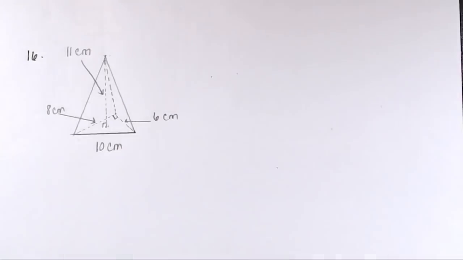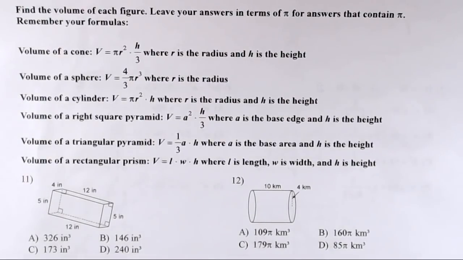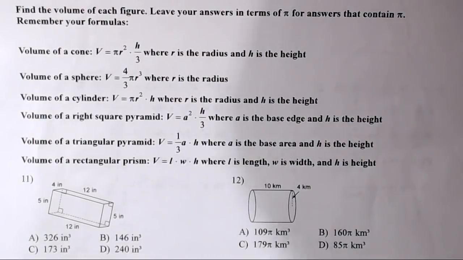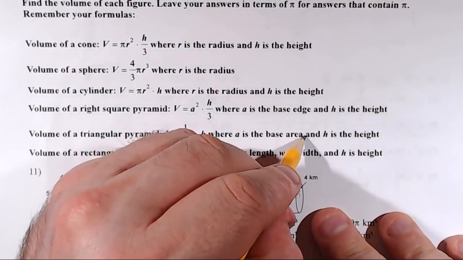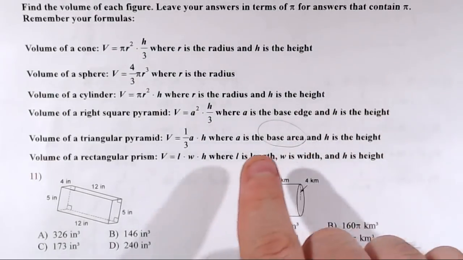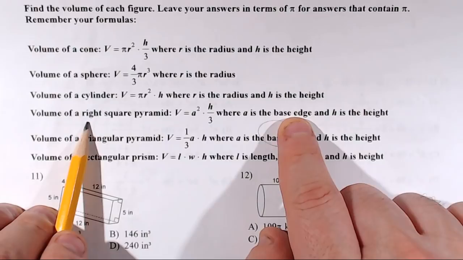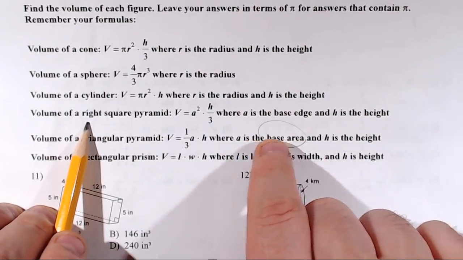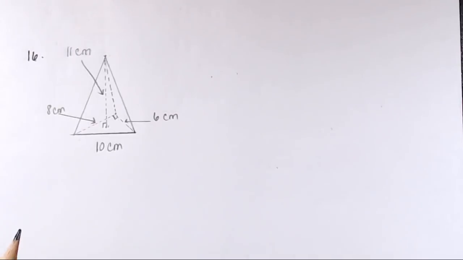Where's my formula page? Here it is. So a triangular pyramid, cool. 1/3 times A times H, where A is the base area. So this is different. Where A is the base area and H is the height. So remember, up here with the right square pyramid, A was the base edge. Here, we're actually going to have to compute the base area. So A is representing two different things in these.